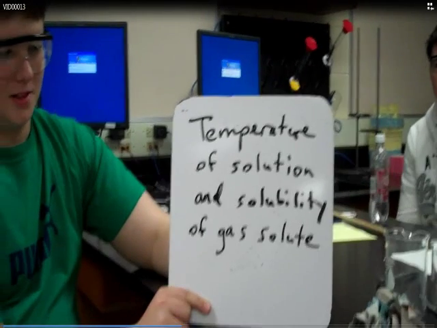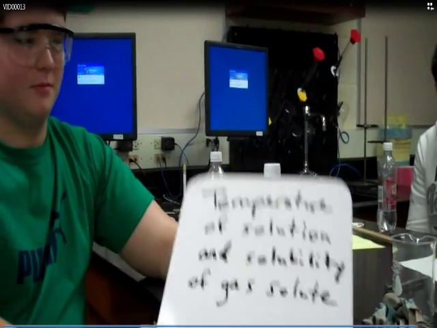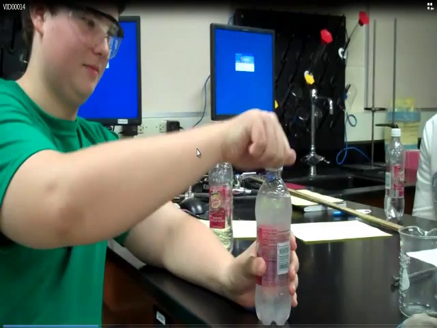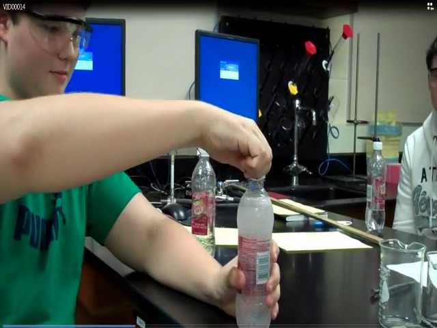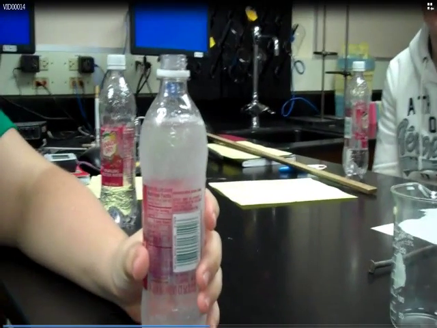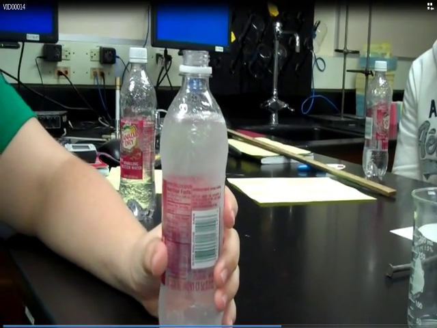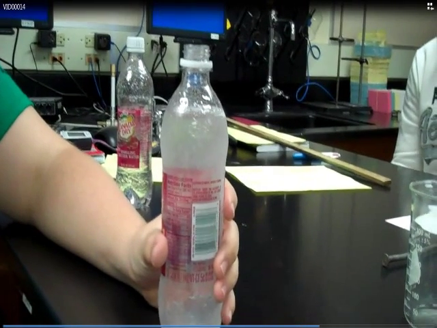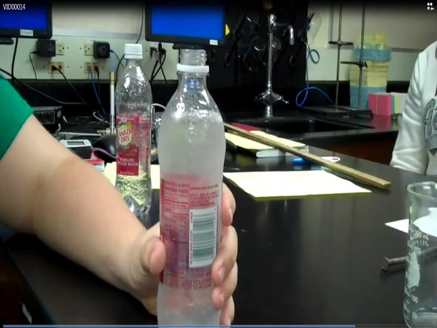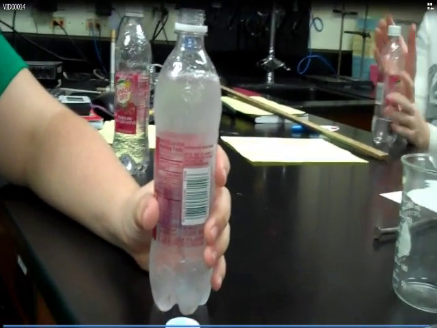Okay, our next part of the lab, we're going to take a look at temperature of solution and solubility of a gaseous solute. Thank you, Mason. Mason's now going to open up a chilled, cold bottle of seltzer water. Now, if we focus on the seltzer water, we can see that the cold water made much fewer bubbles when the lid was opened, which indicates that more CO2 is staying in the solution, and the CO2 is more soluble when the temperature of the solution is lower.